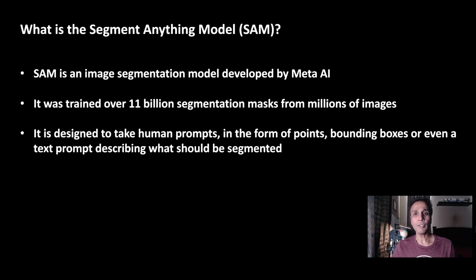Now it's designed to take, in addition to these images, human prompts. You have to supply a prompt, and that prompt can be in the form of points. You can say, hey, here are the points of interest. Go ahead and find the objects. It can be a bounding box. You can say, hey, I want to draw a bounding box, or it can even be a text input that will be embedded obviously into some sort of an embedding and provided as an input. But this is at a high level what segment anything model does.